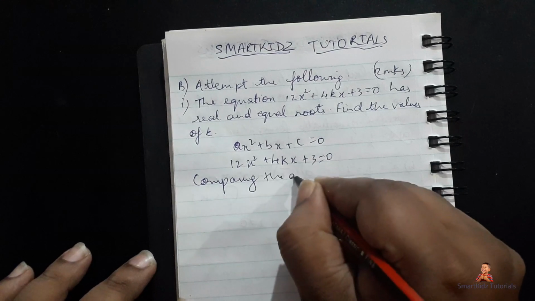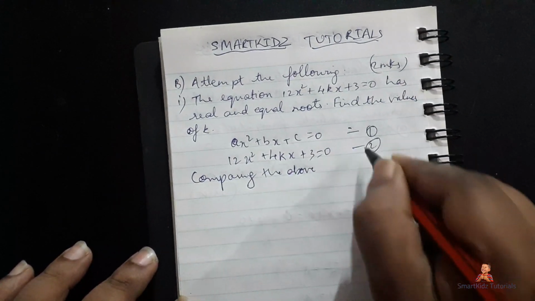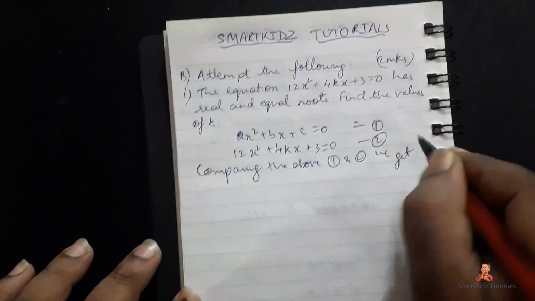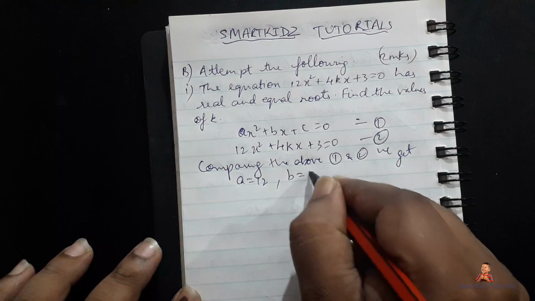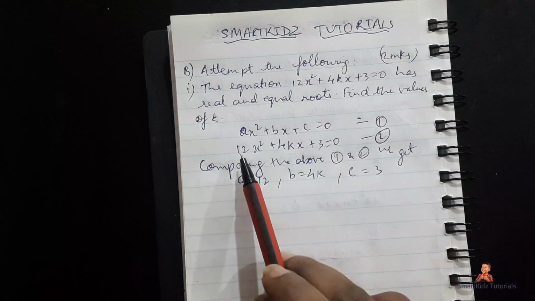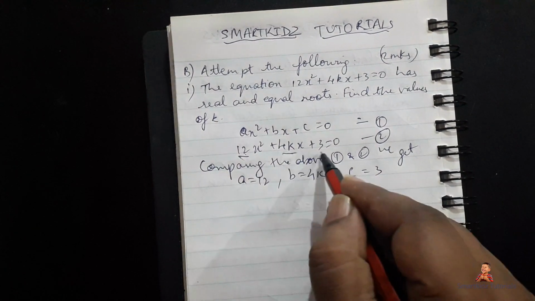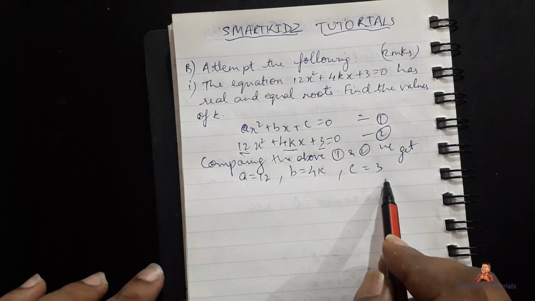the above, that is if we mark this as 1 and this as 2, we get that A is equal to 12, then B is equal to 4k, and C is equal to 3. So this is A, this is B, this is C. So A is equal to 12, B is equal to 4k, and C is equal to 3.